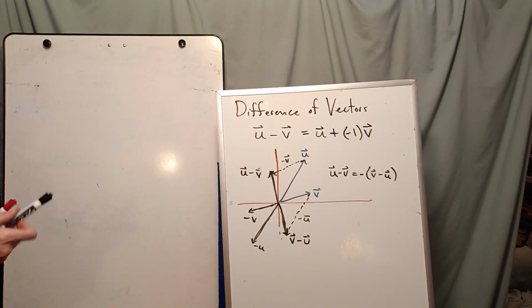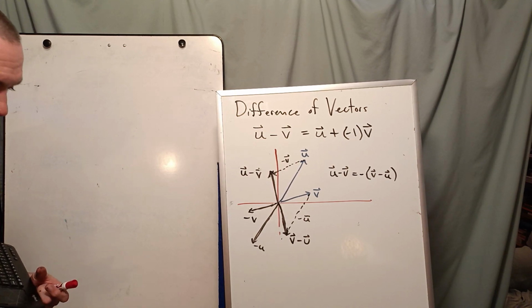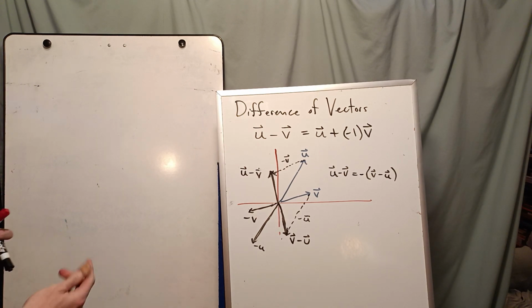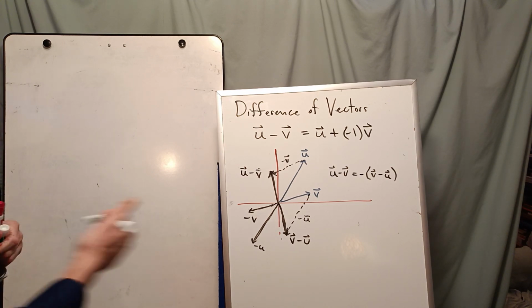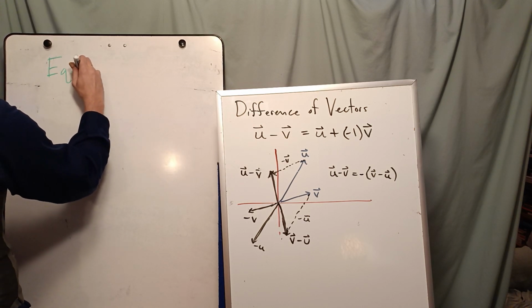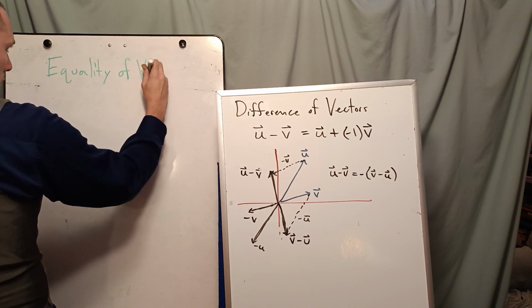Another thing we should talk about is in what sense do we have equality of vectors? I lost my blue pen. There we go. We're going green. Equality of vectors.